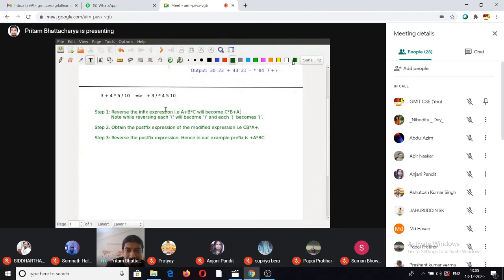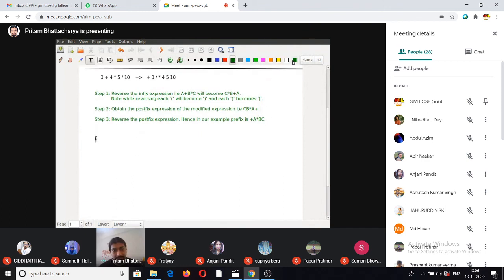Just reversed it. Okay. Once you reverse it, you obtain the postfix expression of the reverse of the infix. That is, you have to obtain the postfix expression for this reversed infix. That is cb star a plus. So what will be the postfix expression for this? Let's do this.